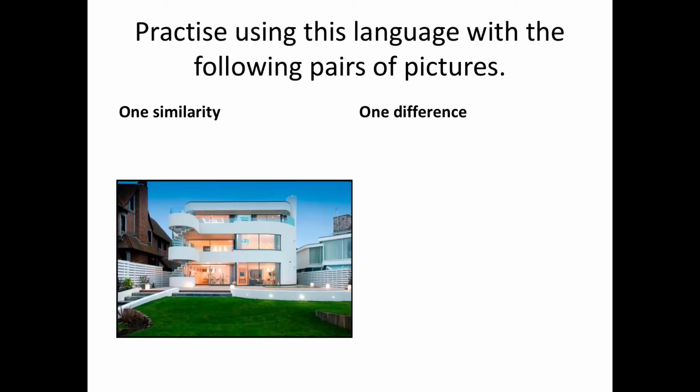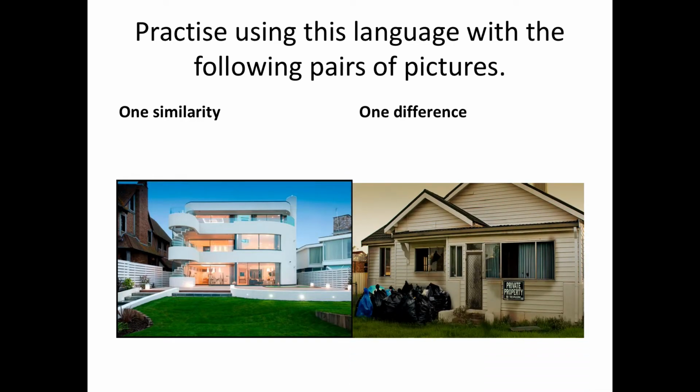Okay, so in total you'll be writing 6 sentences here. So first pair of pictures. Okay, I've got 2 houses. One of these is my house. Can you guess which one it is? So pause the video and then write a sentence showing a similarity and a difference. And you can just call them house A and house B. I haven't labelled them, but I will know what you mean. So pause the video, write your sentences.